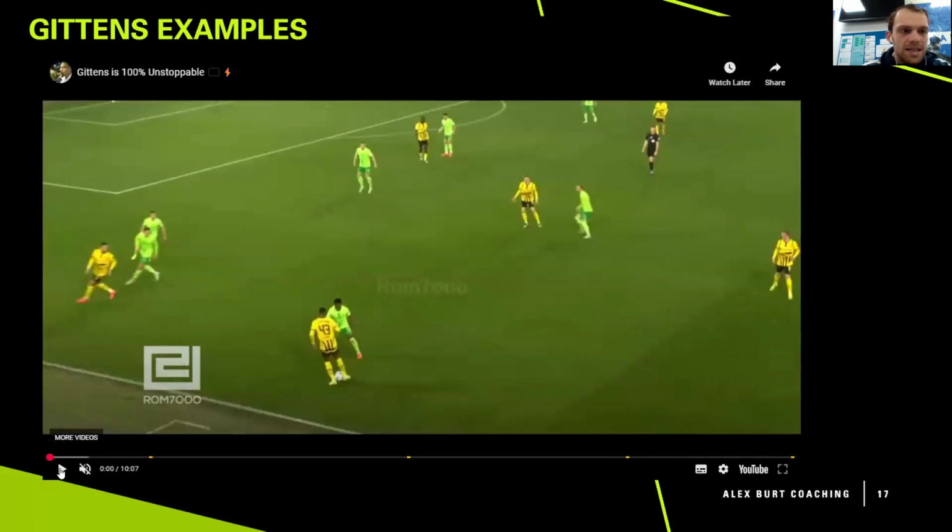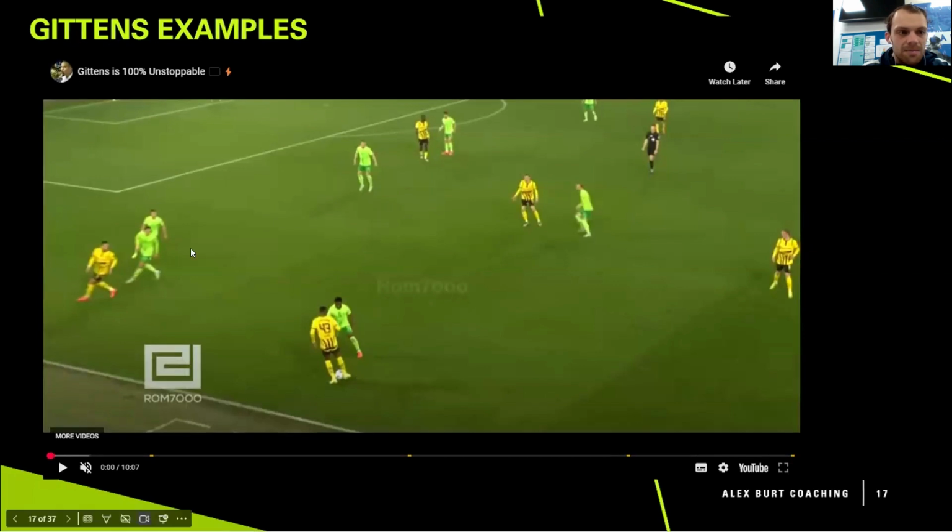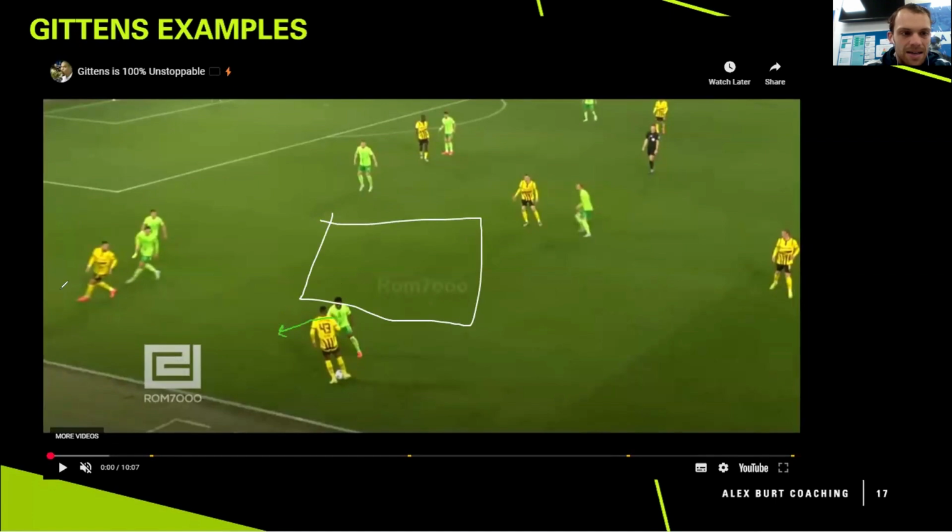Well, yes, we can see there is some space in behind the defender here, and you can see that the opponent is slightly off balance, leaning more towards this way. And because Gittins is faking to go this way, that is forcing him to be slightly off balance. So is the defender off balance? Yes, he's leaning to the right.